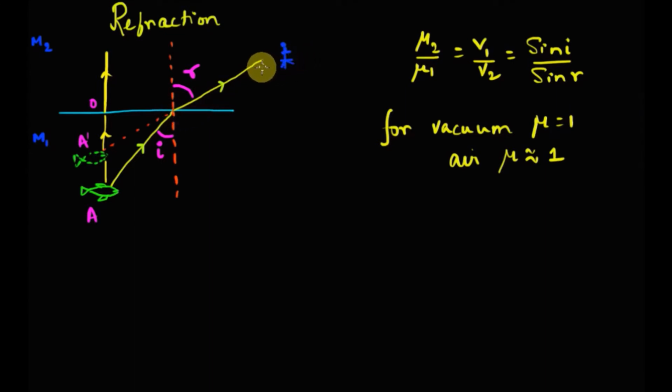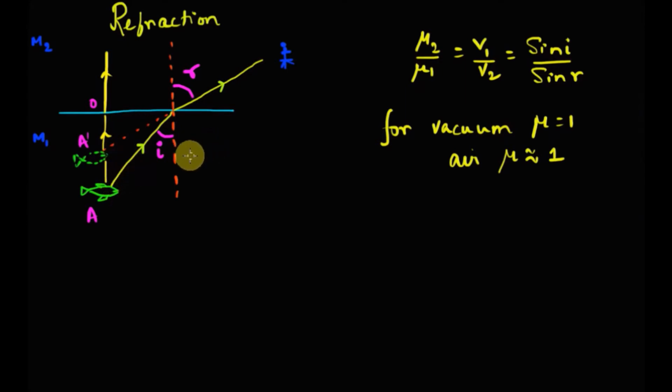For the observer, it will appear as if the light ray is coming from the fish only, but that fish is not located at position A, but at position A dash. So for the observer standing on the boat, the apparent depth of the fish will be lower than the actual depth of the fish.